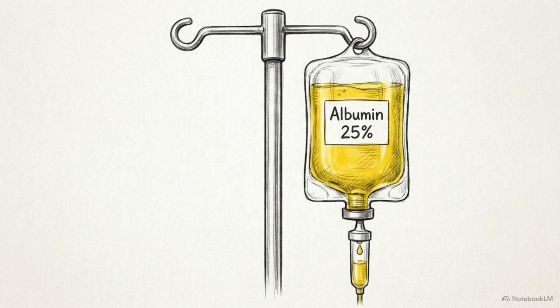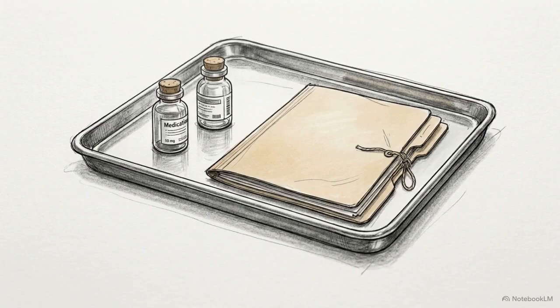Fluids will not reverse hepatorenal syndrome. The protocol requires IV albumin to expand volume, followed by splanchnic vasoconstrictors like midodrine or octreotide to force blood back into the renal arteries, while preparing the patient for an immediate liver transplant.